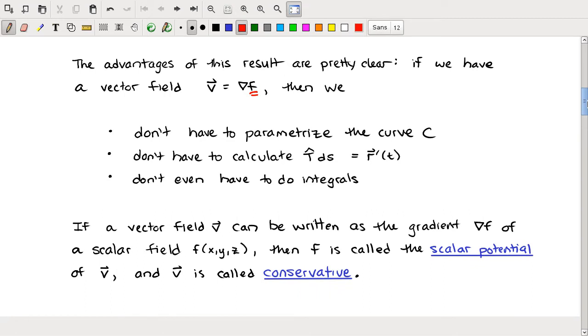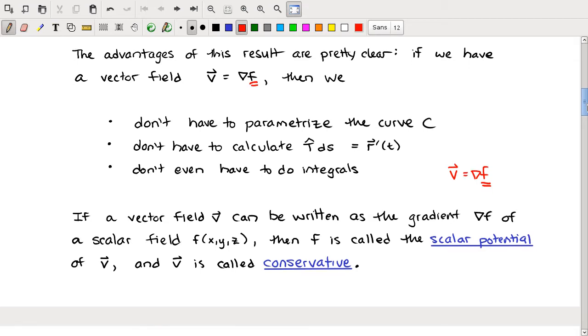So this is a particularly nice property of these kinds of integrals, which leads to some vocabulary. If a vector field can be written as the gradient of some other function, v equals grad f, then these two things each have special words associated with them. f is called the scalar potential of the vector field v because it generates v when you take a gradient. And the vector field v is called conservative.